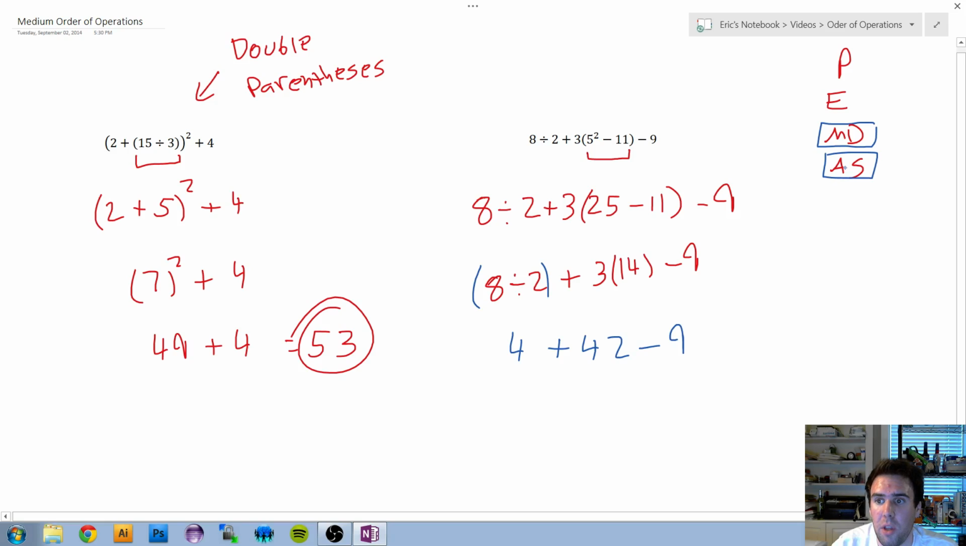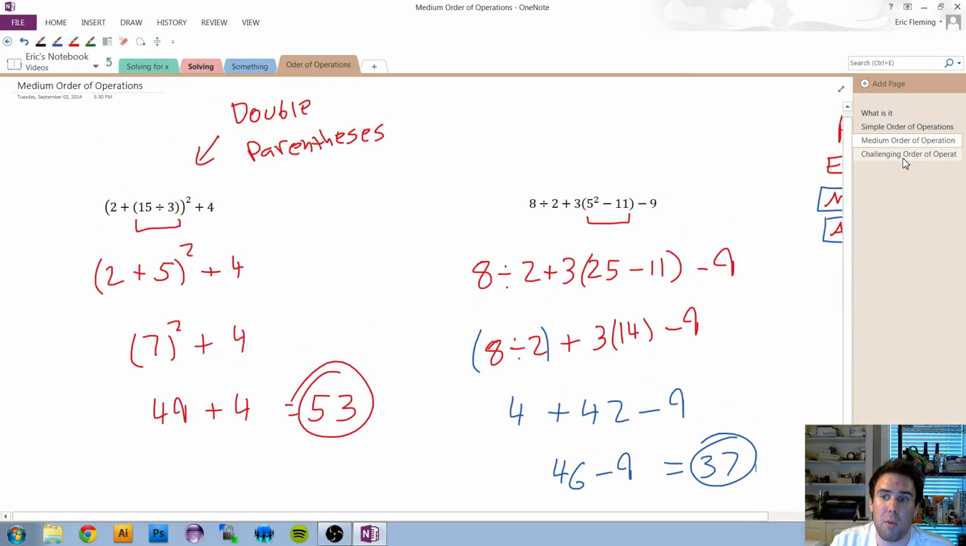Well, now we only have addition and subtraction. So I'm going to go left to right. 4 plus 42 will be 46, and 46 minus 9 will be 37. So, whew, that was a long one. I do encourage you to write everything down. It is important as we move through this course. What you write on the paper, I can see what's going on inside your head, and the more you write on your paper, the easier it is going to be checking your work going backwards.